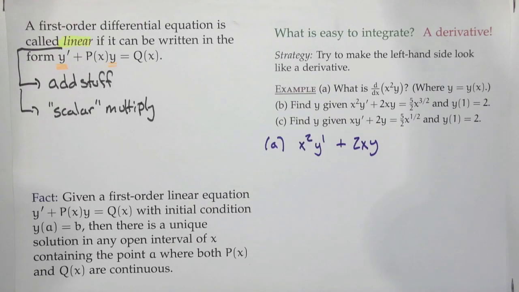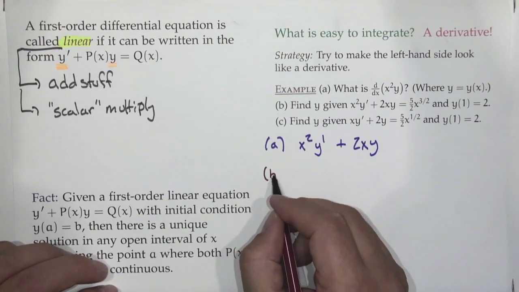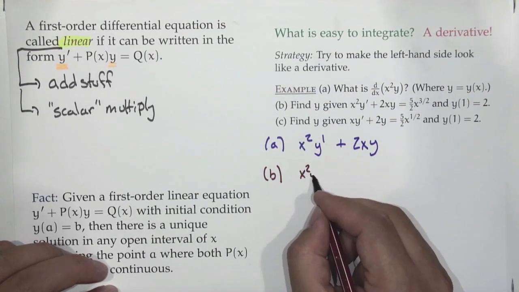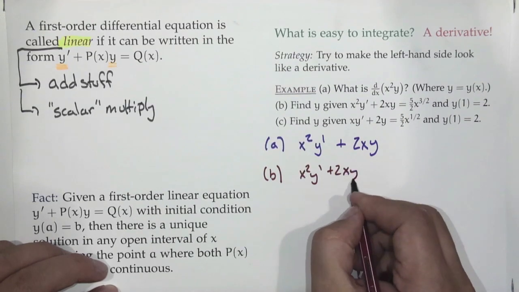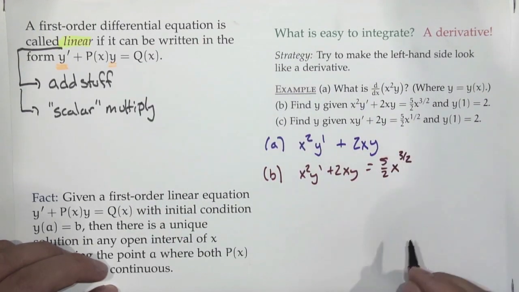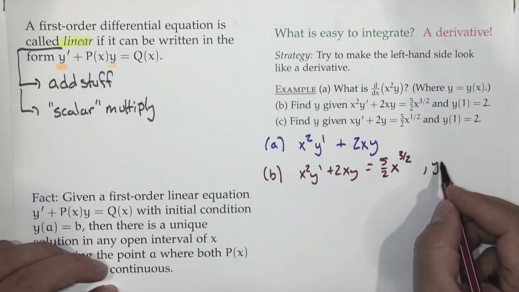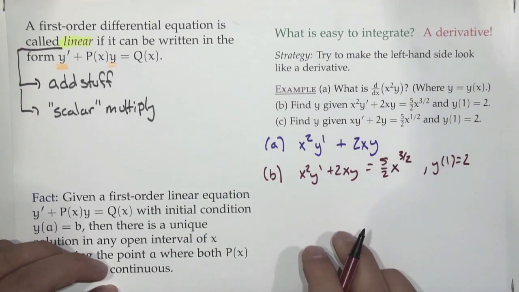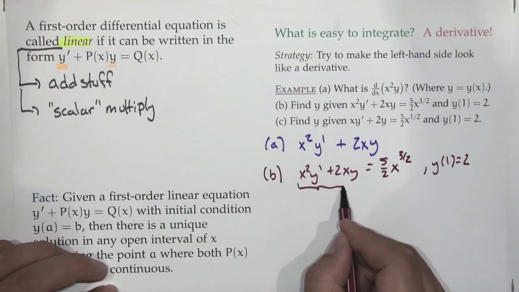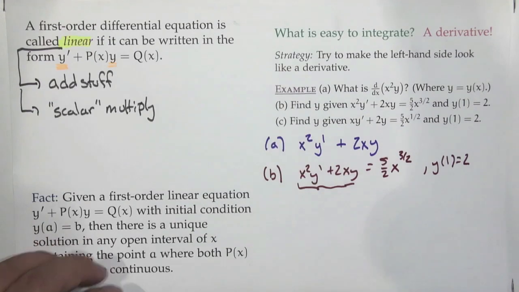Okay. Well, then we go to part B. Part B says, well, let's find y, given that we have x squared y prime plus 2xy is equal to 5 halves x to the 3 halves, and y of 1 equals 2. Okay, so we look at this and say, have we seen anything like this before? That x squared y prime plus 2xy. It seems like we've seen that somewhere.